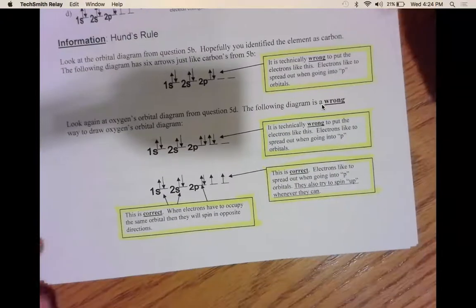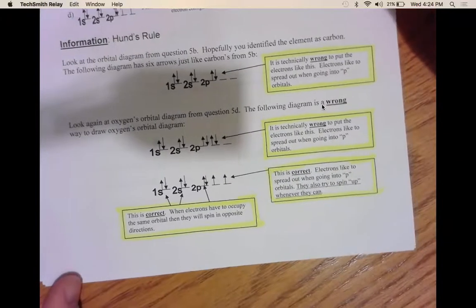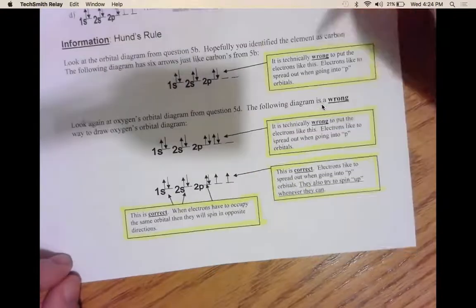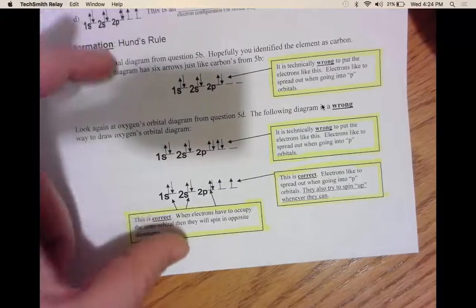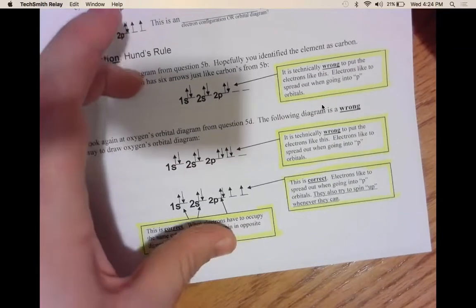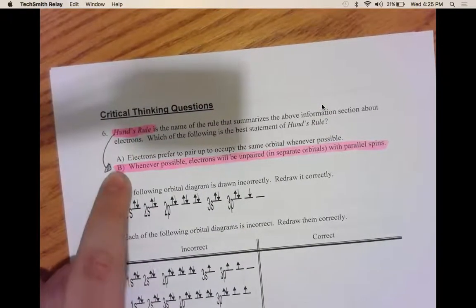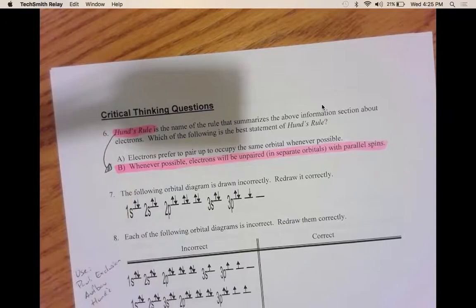So next we're coming to some information on Hund's rule. So I was going to do this one a little bit backwards. I wanted to help you guys with question 6. Then we're going to look back at the Hund's rule information and work through what this means once we know what Hund's rule is. So question 6 is asking us about Hund's rule. So Hund's rule, the answer is B. Whenever possible, electrons will be unpaired in separate orbitals with parallel spins.